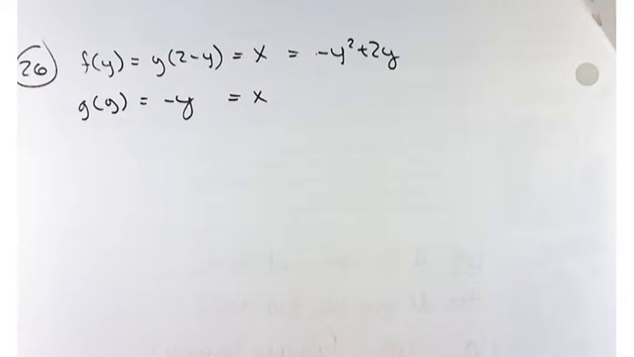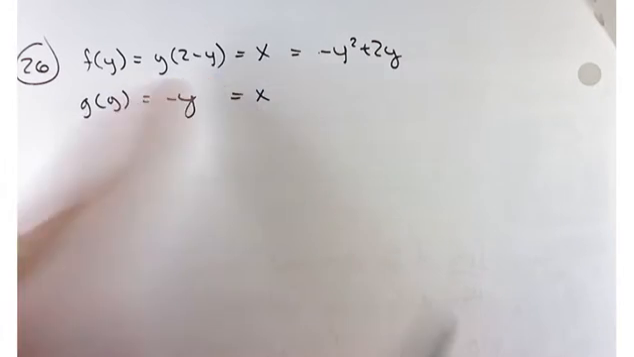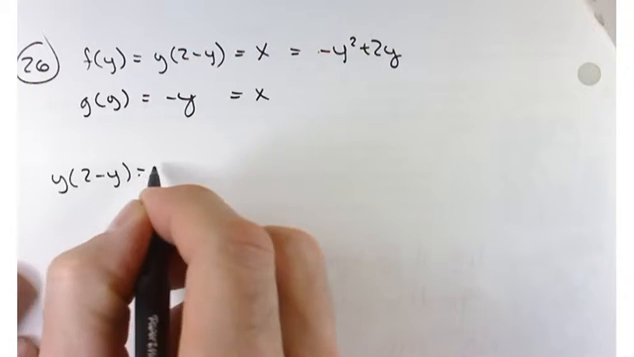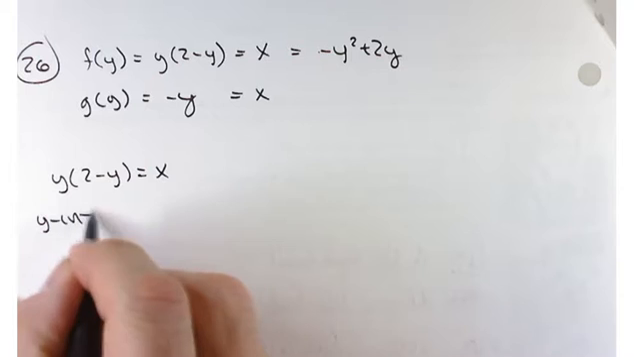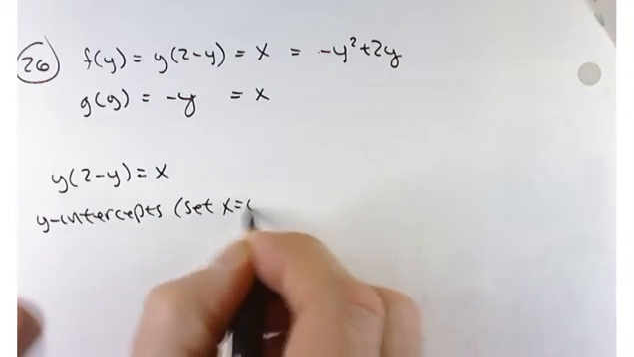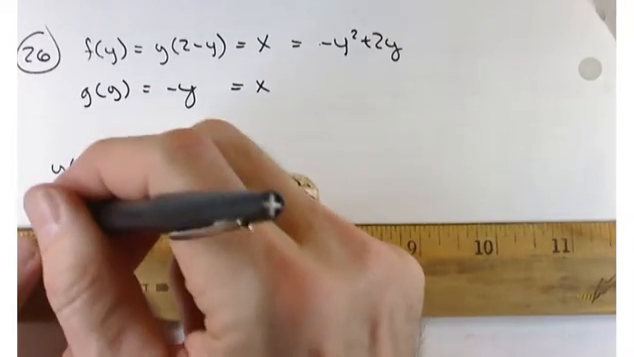Can anyone tell me basically what it's going to look like? A parabola, right? A parabola. Now let's think about this parabola a little bit. One of the things we can look at when we're looking at a parabola is the y-intercepts. How do you find the y-intercepts? Good. Set x equals 0. Okay, so let's do that.